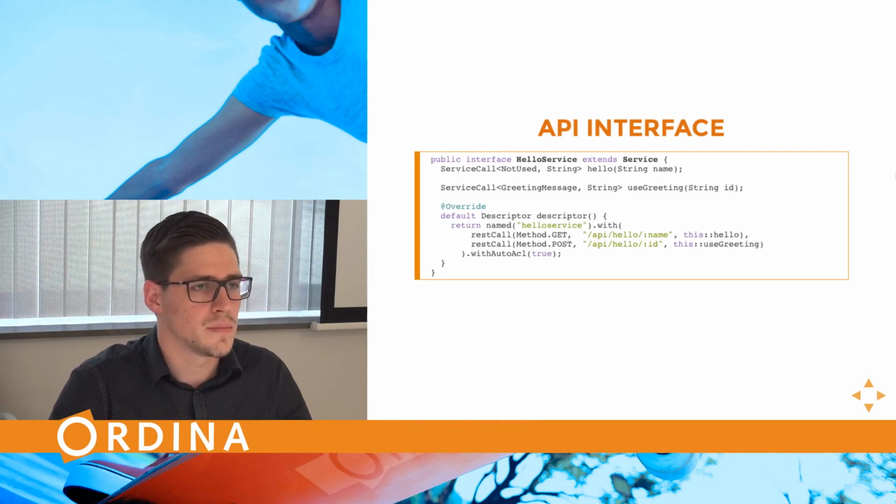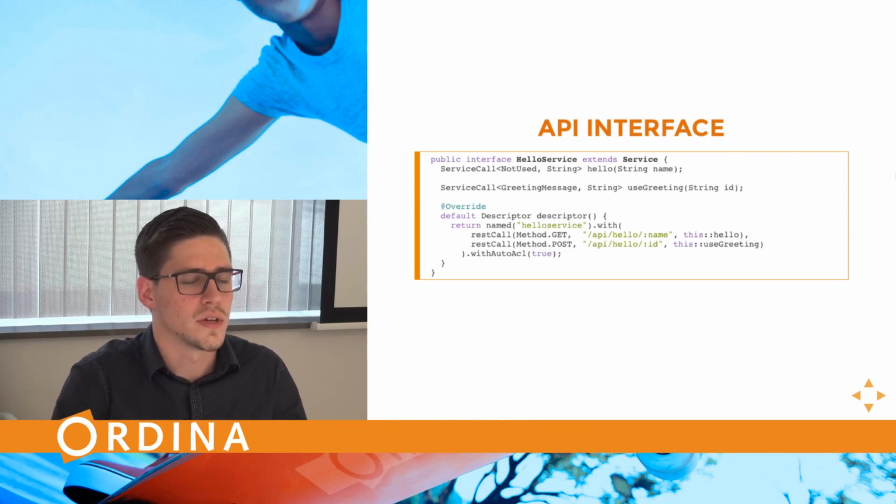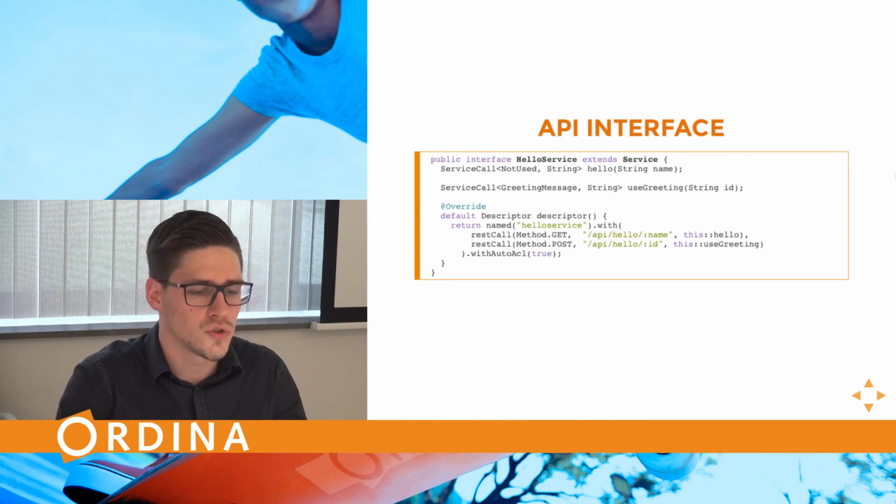Auto ACL basically means that with this setting you can specify whether your service should be accessible externally. So if you put it to true, it will be publicly available. Whereas if you decide to put a single service on undiscoverable, you can use the ACL property for that.